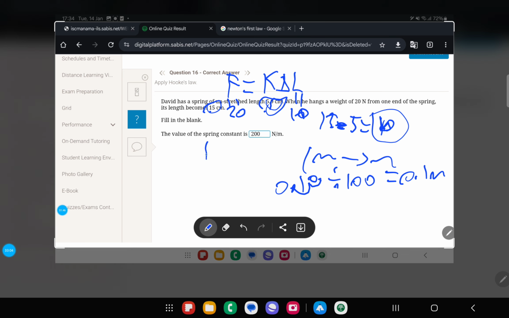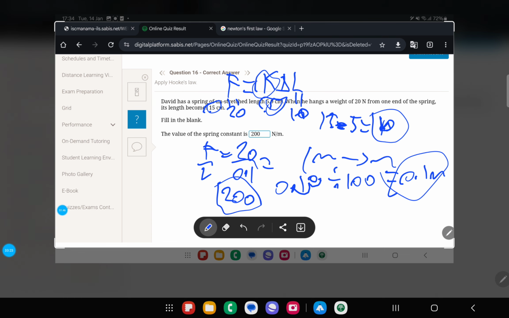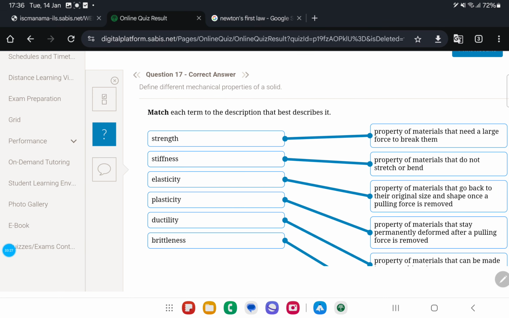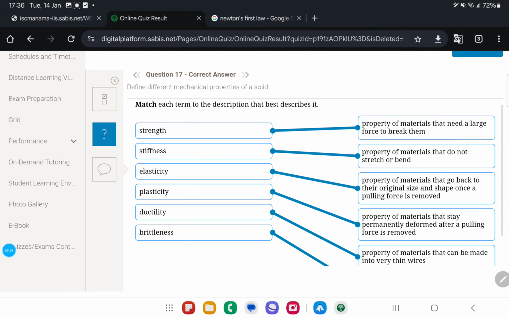Since we want the spring constant, we can divide the force by the extension. The force is 20, the extension is 0.1. 20 divided by 0.1 is 200. And indeed it is 200. That's it. This is mostly memorizing. Let's look at them.